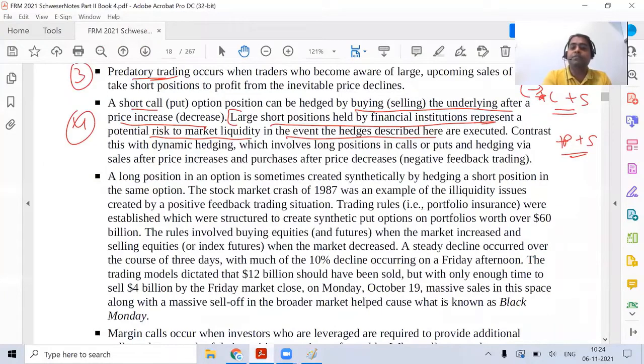Right? Read the first 3 lines properly. First 3 lines, yes. And the next point.